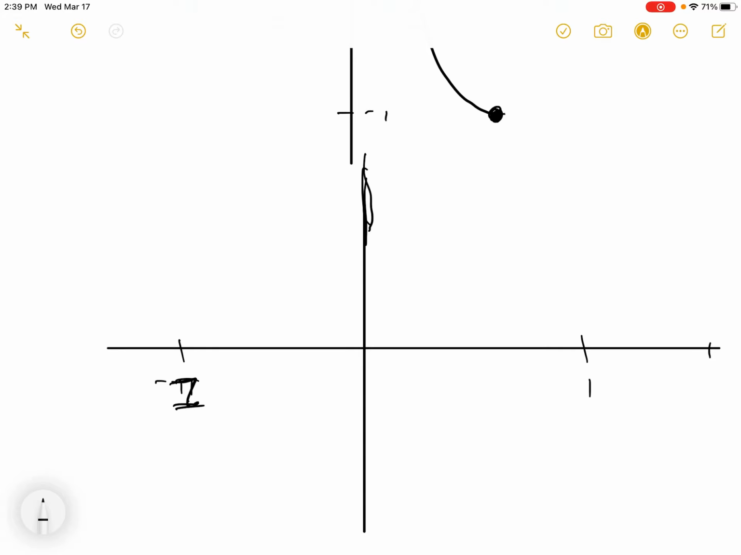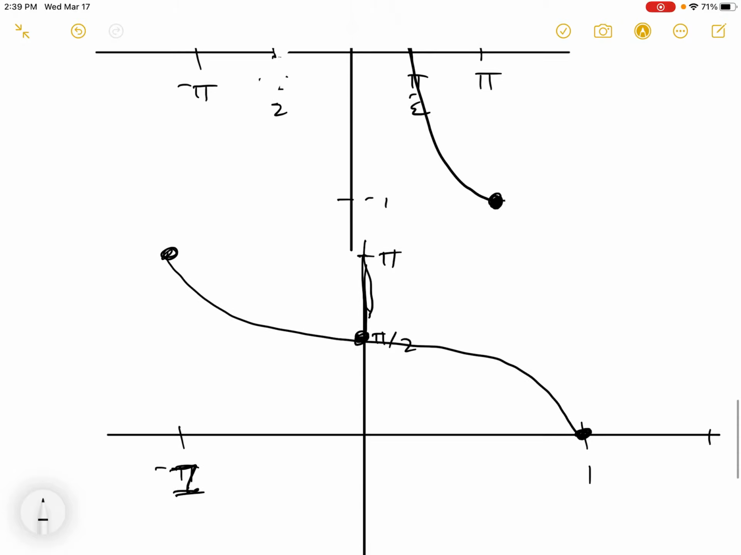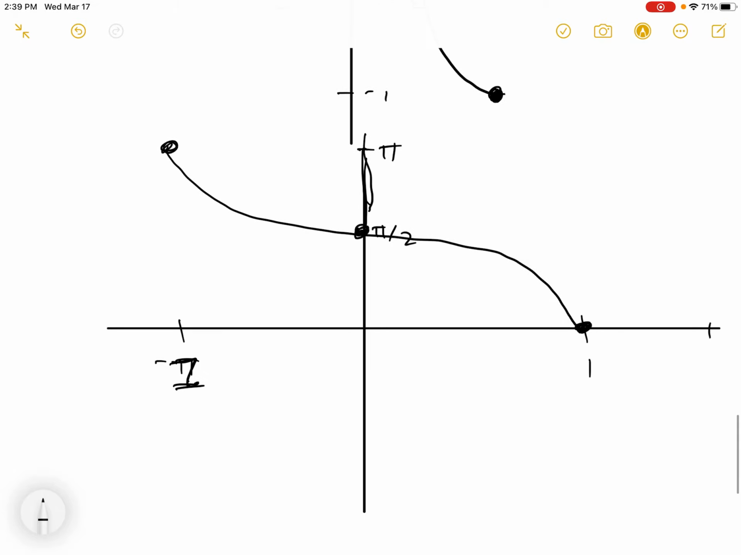One to minus 1, 0 to pi. So the cosine of 0 is 1. Cosine of pi over 2 is 0, and it's like this. So it goes.